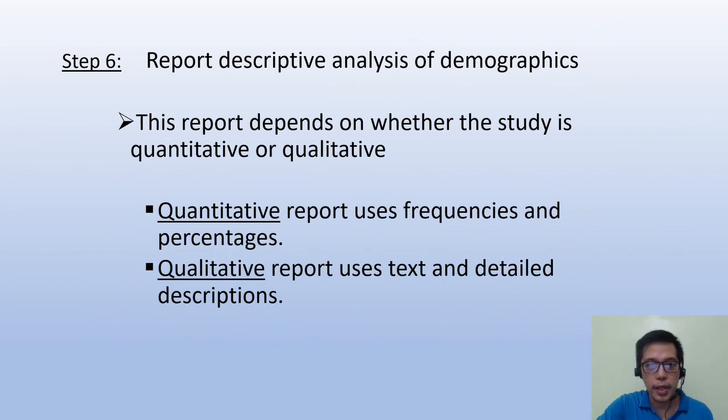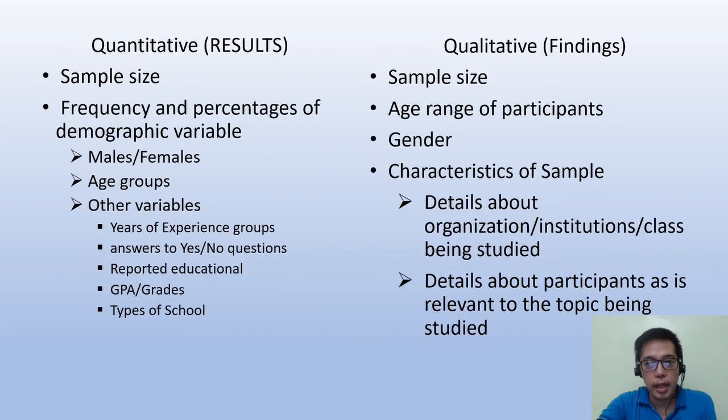Step number 6, report descriptive analysis of demographics. This report depends on whether the study is quantitative or qualitative. Quantitative reports use frequencies and percentages, while qualitative reports use text and detailed descriptions. In a qualitative study, the information to be reported is called findings. Findings are those themes that have emerged from or have been found in the data you have collected. They are the product of your analysis.